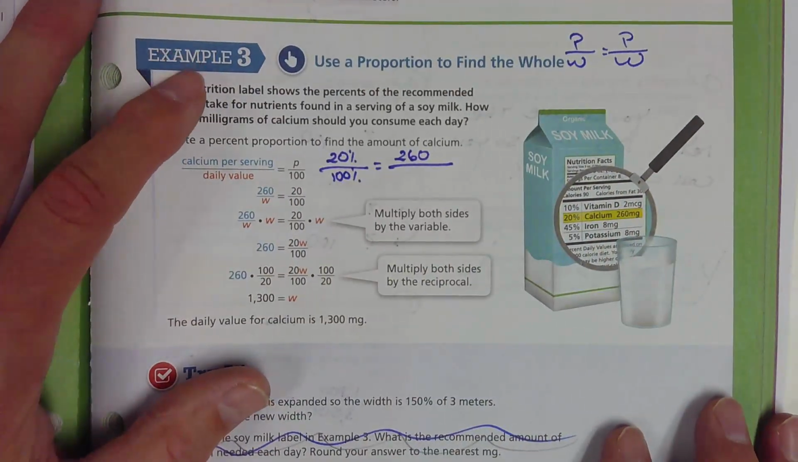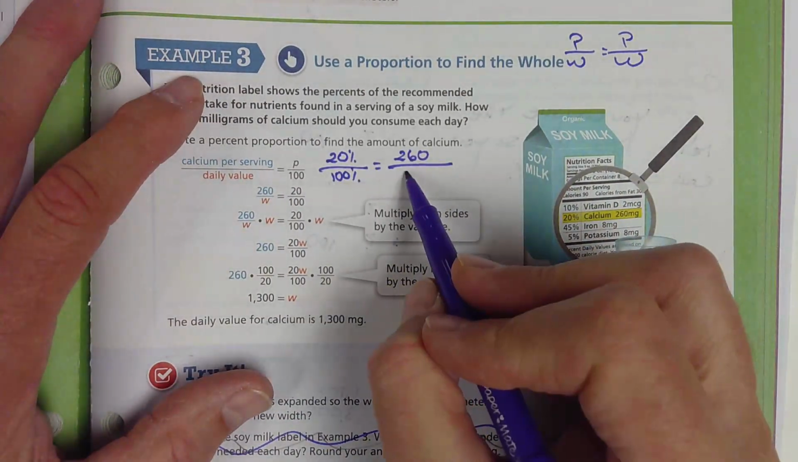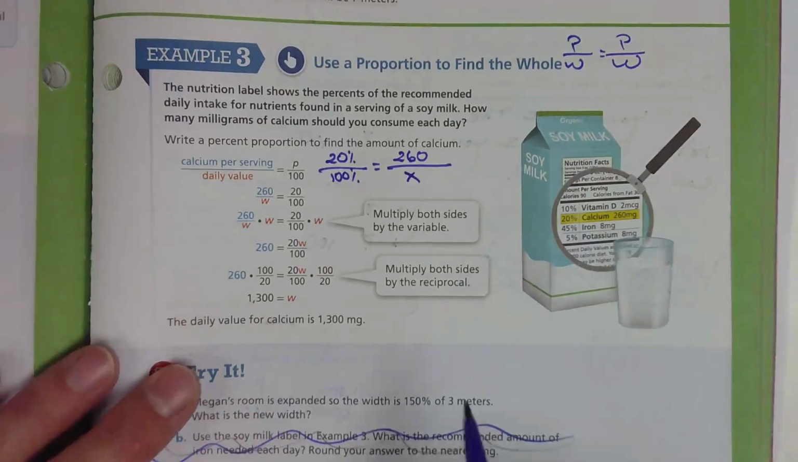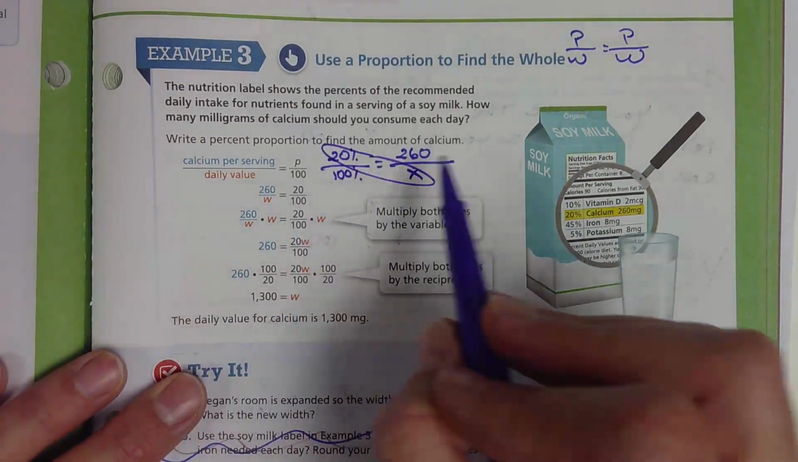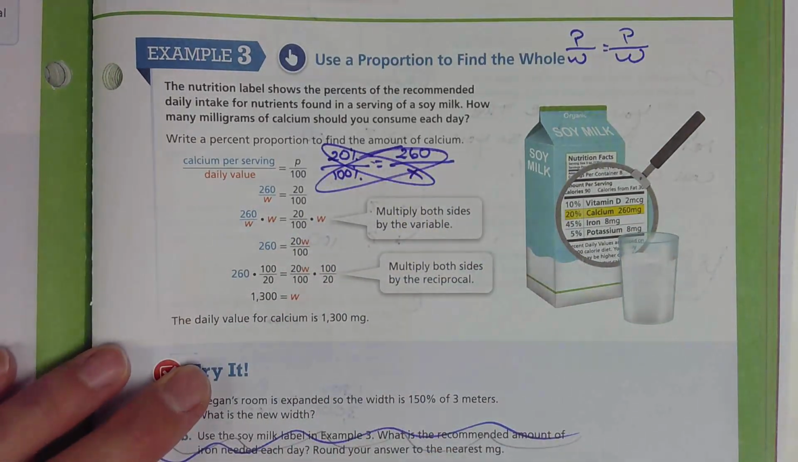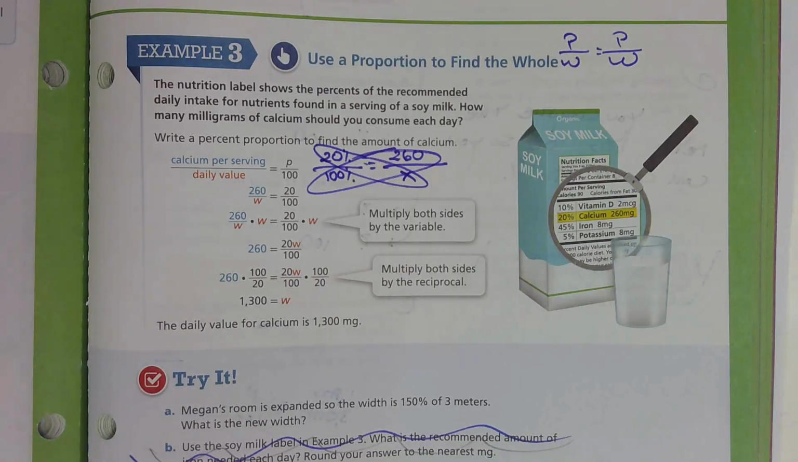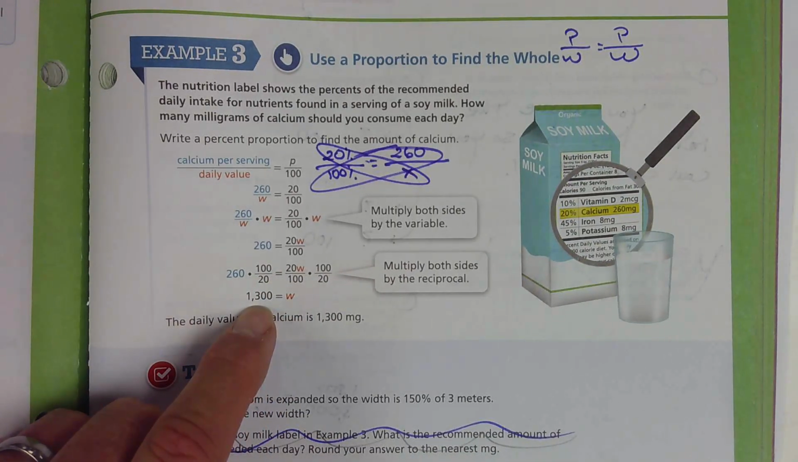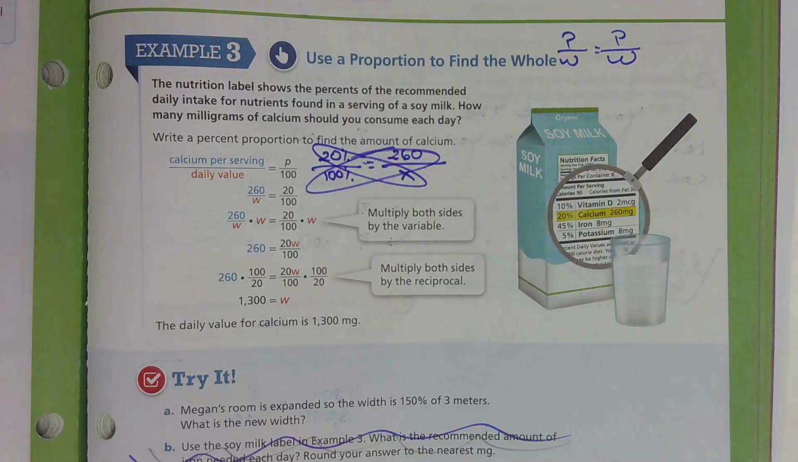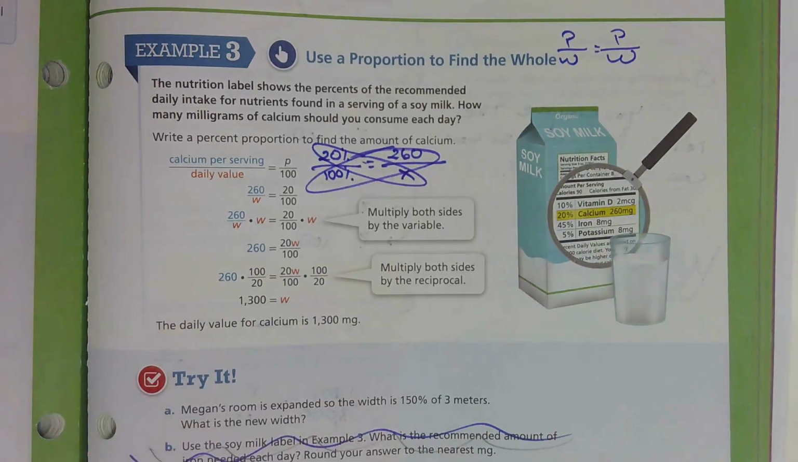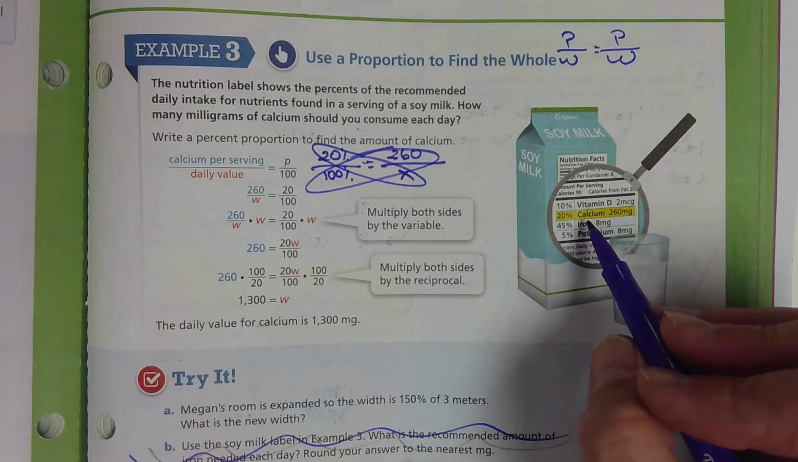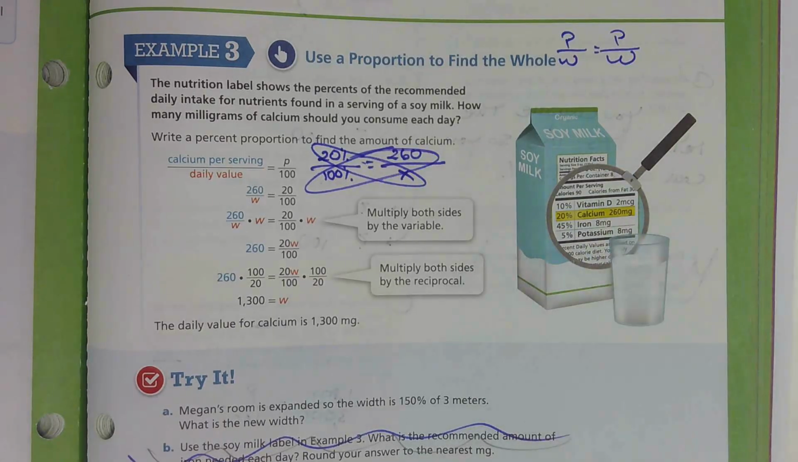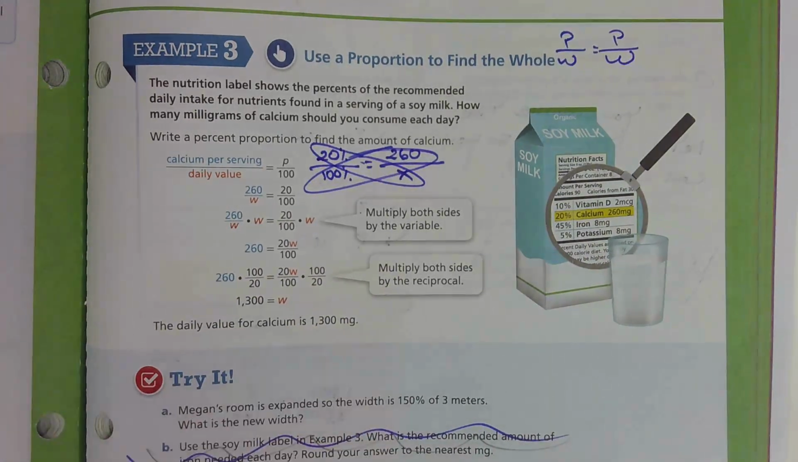So you could just call that X. Then you just simply cross multiply and figure out what that would be, and you'll end up with, what do they have here? 1,300 is the daily value for calcium. And the person that drinks this gets 260 of the daily amount.